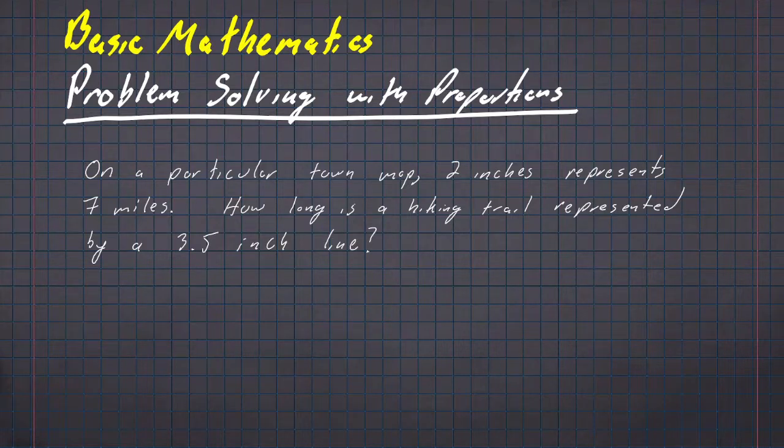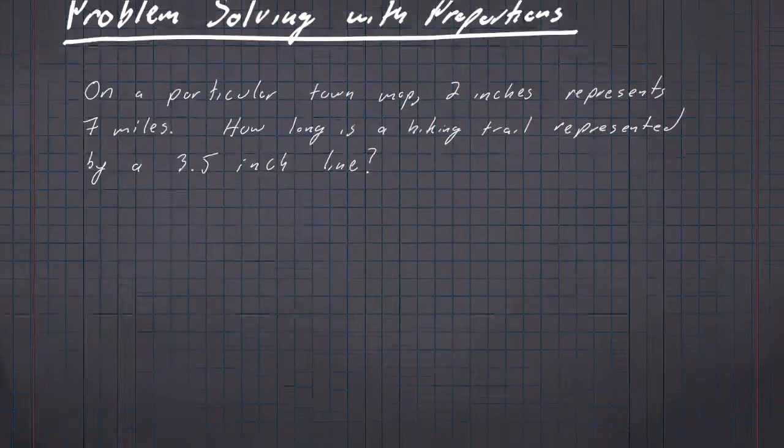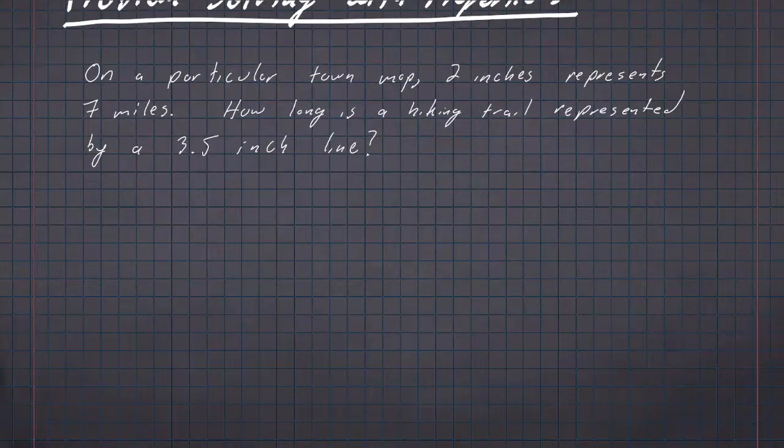On a particular town map, 2 inches represents 7 miles. How long is a hiking trail represented by a 3.5-inch line? Let's take a look here.